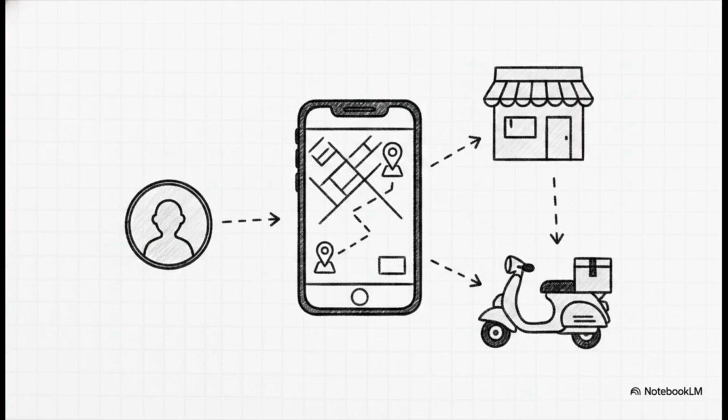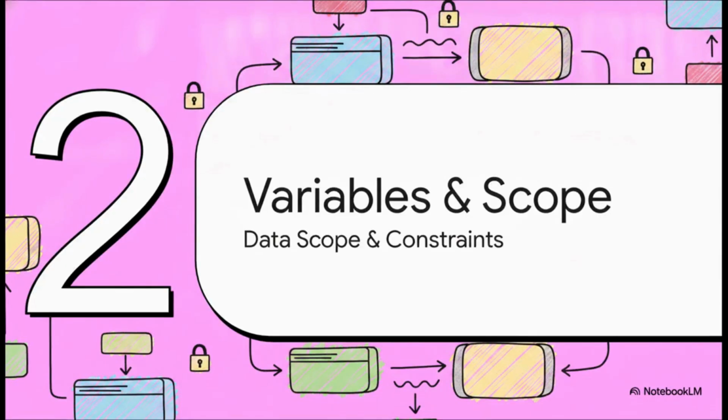Now, if you're a beginner and feeling kind of intimidated by programming, take a breath. Don't worry, we're going to break everything down completely using highly relatable, real-world analogies. You've totally got this. Section 2. Variables and gang territories. Understanding data scope and constraints.